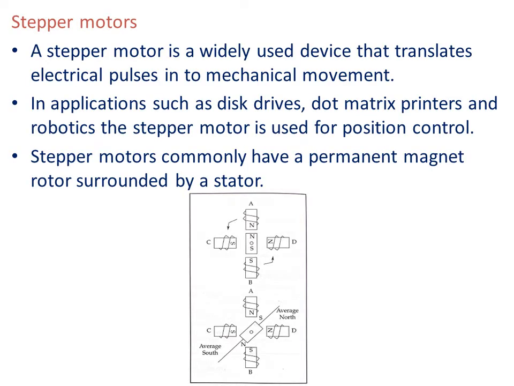Now the first topic is introduction to stepper motors. A stepper motor is a widely used device that translates electrical pulses into mechanical movement. In applications such as disk drives, dot matrix printers, and robotics, the stepper motor is used for position control. Stepper motors commonly have a permanent magnet rotor, also called the shaft, surrounded by a stator, as shown in the figure.